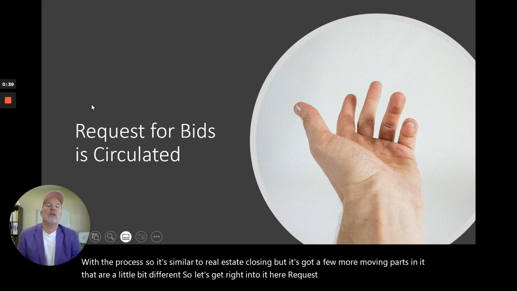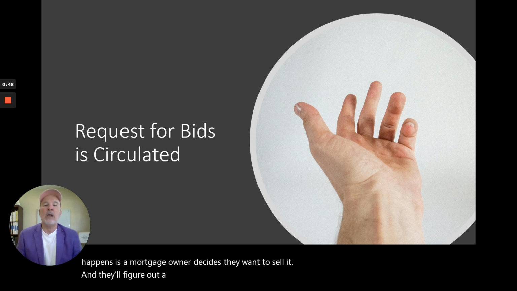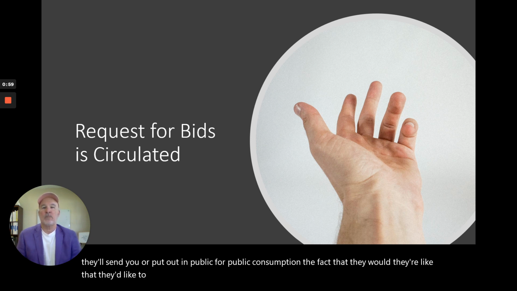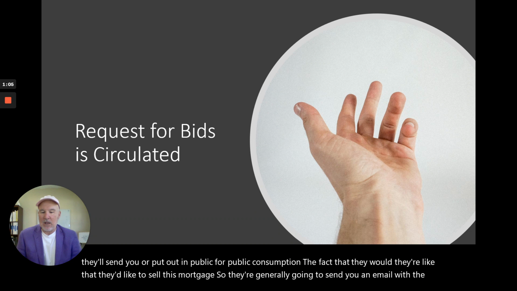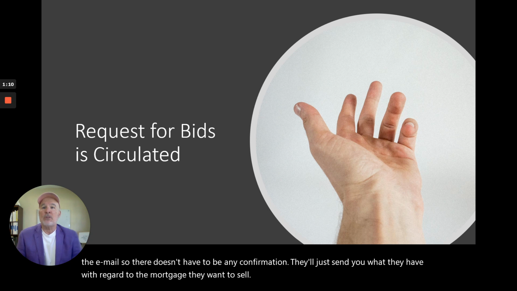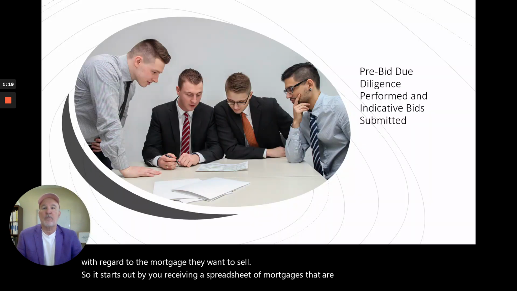Request for bids is circulated. What happens is a mortgage owner decides they want to sell it, and they'll figure out a way. They'll either put it on the internet or give it to a broker, and they'll send you or put out in public for public consumption the fact that they'd like to sell this mortgage. They're generally going to send you an email, and there doesn't have to be any confirmation. They'll just send you what they have with regard to the mortgage they want to sell. So it starts out by you receiving a spreadsheet of mortgages that a particular mortgagee wants to sell.